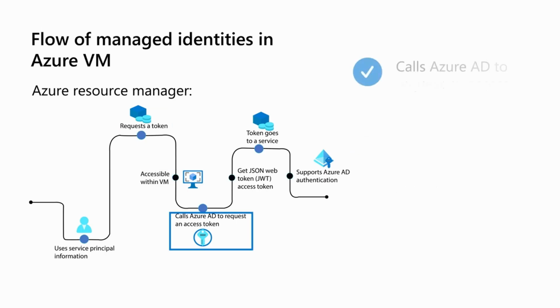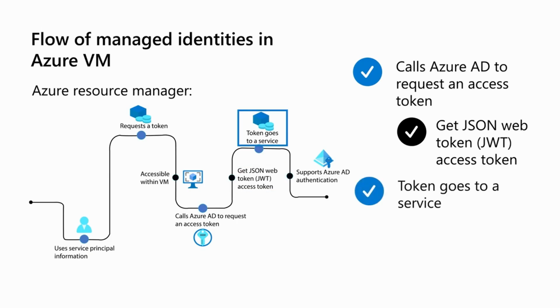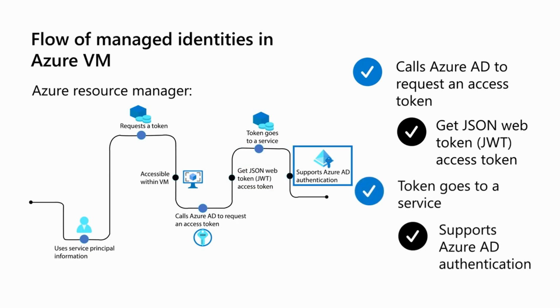Next, they can request a token for the running VM code from the Azure IMDS endpoint accessible within the VM. A call is made to Azure AD to request an access token, as specified by using the client ID and certificate configuration. Azure AD returns a JSON Web Token, also called JWT, access token. Your code sends the access token on a call to a service that supports Azure AD Authentication.